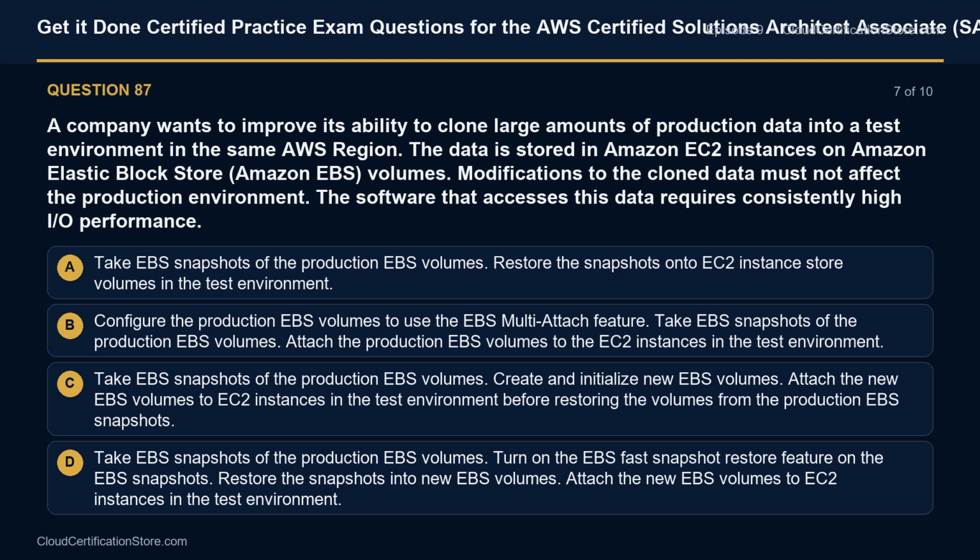Option C. Take EBS snapshots of the production EBS volumes. Create and initialize new EBS volumes. Attach the new EBS volumes to EC2 instances in the test environment before restoring the volumes from the production EBS snapshots. Option D. Take EBS snapshots of the production EBS volumes. Turn on the EBS Fast Snapshot Restore feature on the EBS snapshots. Restore the snapshots into new EBS volumes. Attach the new EBS volumes to EC2 instances in the test environment.